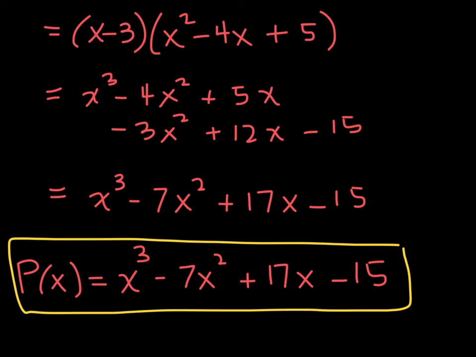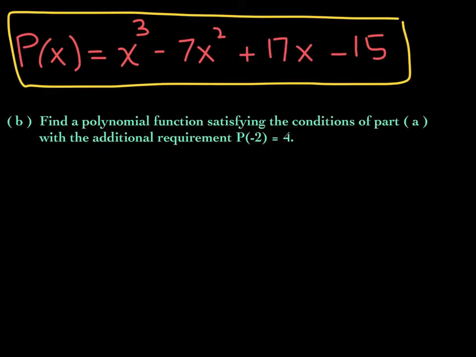Now, we want to move on to the next part. The next part, I'll remind us, says that we need to find the function that satisfies part A. So this is the function that they're looking for, but with the additional requirement that when you plug in -2, you get 4. So here it is in words, okay? So what we're going to do is substitute -2 for x, and we need the output to be 4.